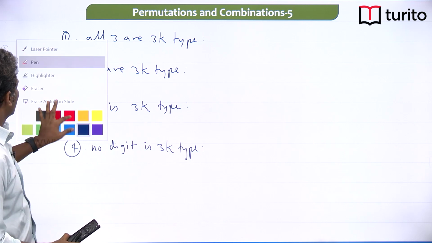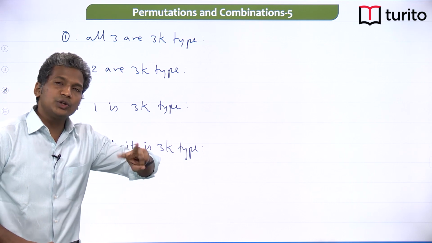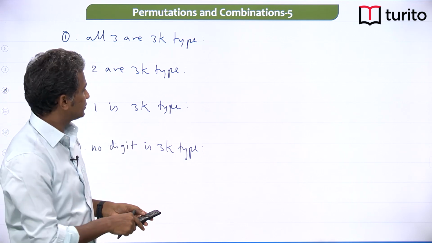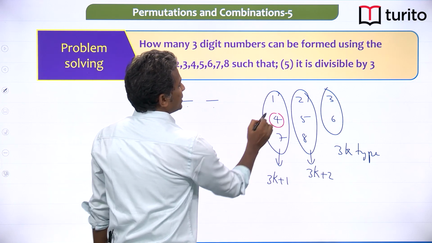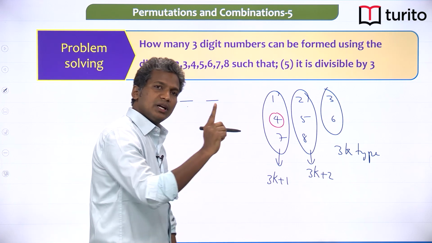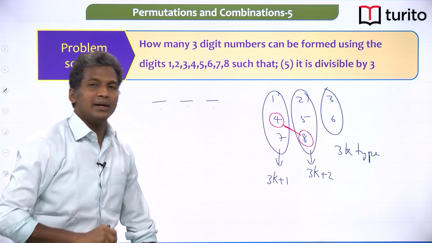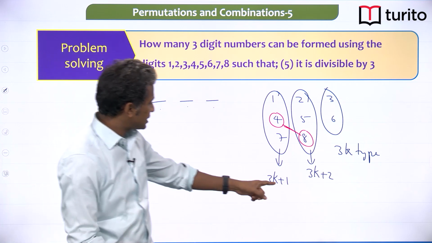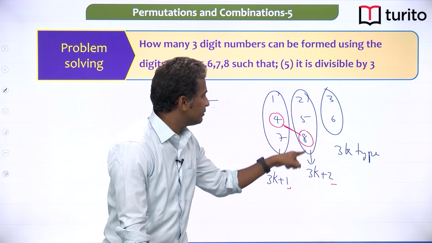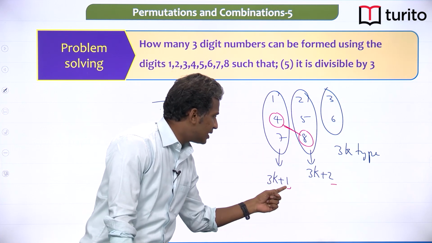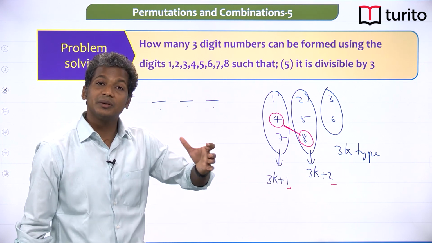So here one digit is 3k type. Now the other two digits, if we explore from the groups here: if I take any one number from this group and any one number from the other group, the sum of these two is always divisible by 3, right. If you just add the remainders, you will understand it. When you add any one number from here and any one number from here, in the remainders what is happening? 1 plus 2 becomes 3. So the net result is going to be divisible by 3.